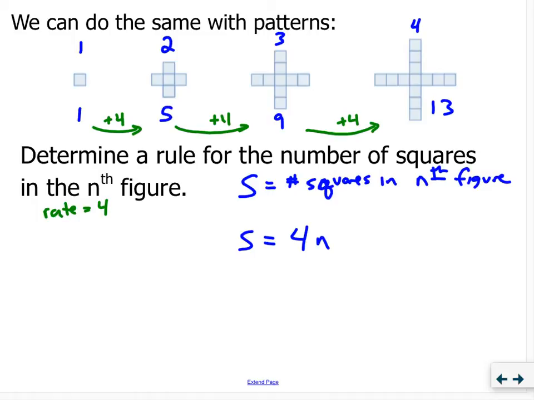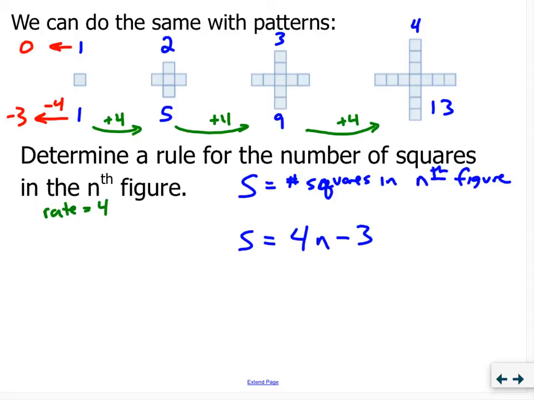Well, remember now we have to figure out what that starting value is. And I know it doesn't really make too much sense here. But if I go back 1 to figure 0, following my pattern, I should subtract 4 to get negative 3. I agree with you. You can't draw negative 3 squares. But at least it gives us where we would maybe start. So we'll say that 4n minus 3 is our rule.